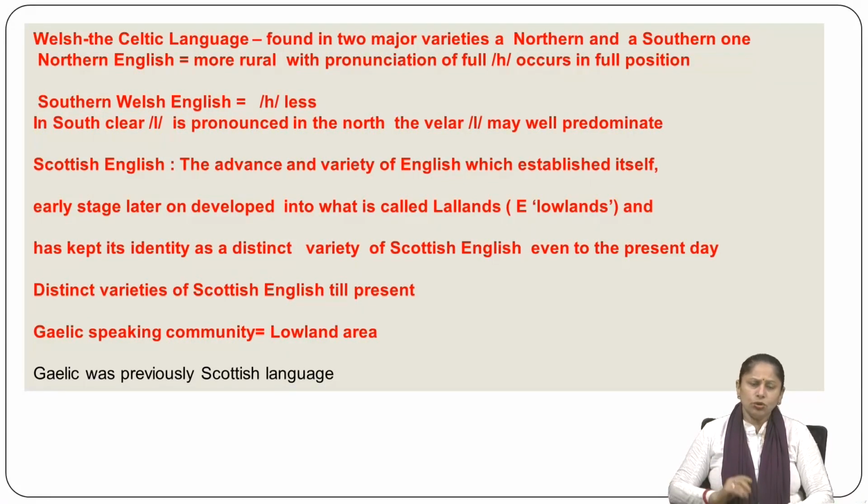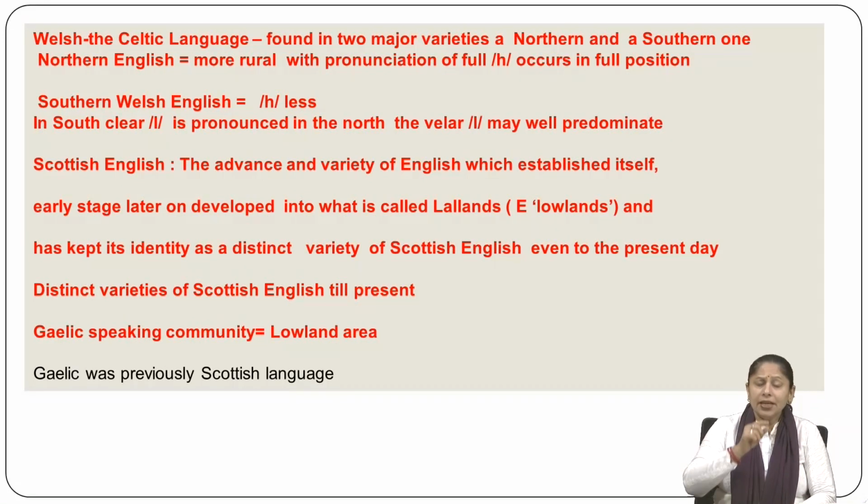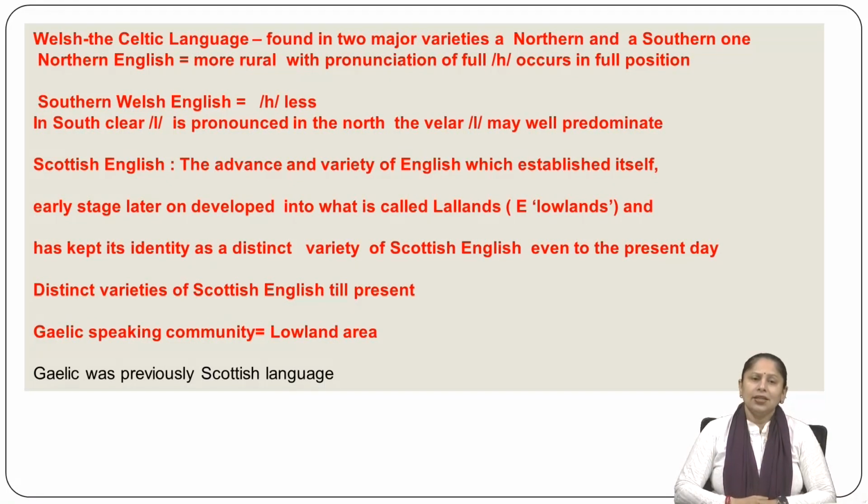Scottish English is also a different kind of English, an advanced variety of English which established itself. Look, Scottish English is known to be the advanced English, and it has many varieties also. The early stage later developed into what is called Lowlands, which has kept its identity as a distinct variety of Scottish English even to the present day, because of the pronunciation, which is known as Lowlands.